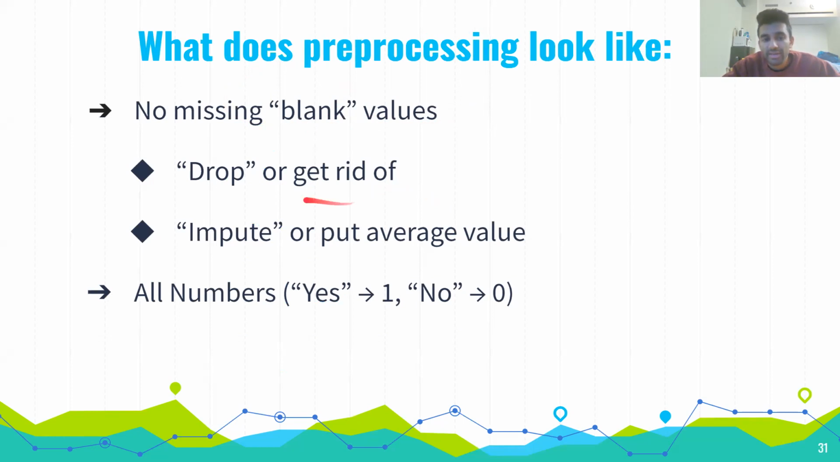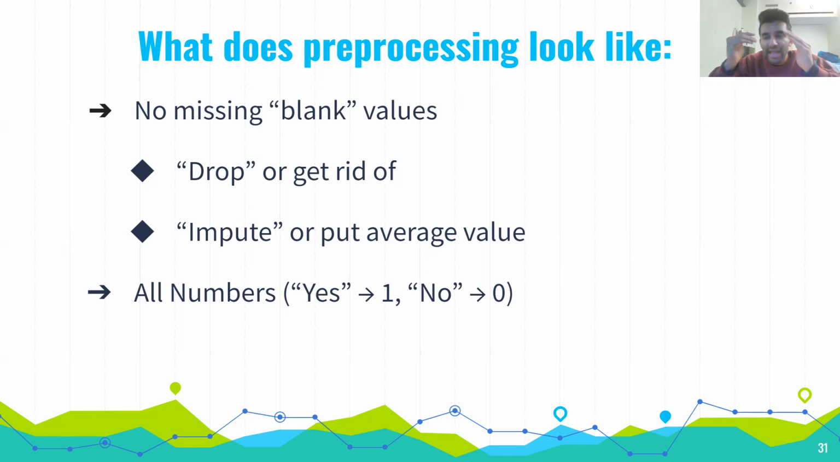There are two things we can do. We can either drop or get rid of it. We can say that if any patient doesn't have all their data, we just drop them. We omit them from the data frame, we remove them from the data. Or we can impute them. Again, this isn't important to fully learn about, but I'm just introducing this concept so you can understand what it means. Imputing basically means that you put the average value of the entire column in for a missing value.